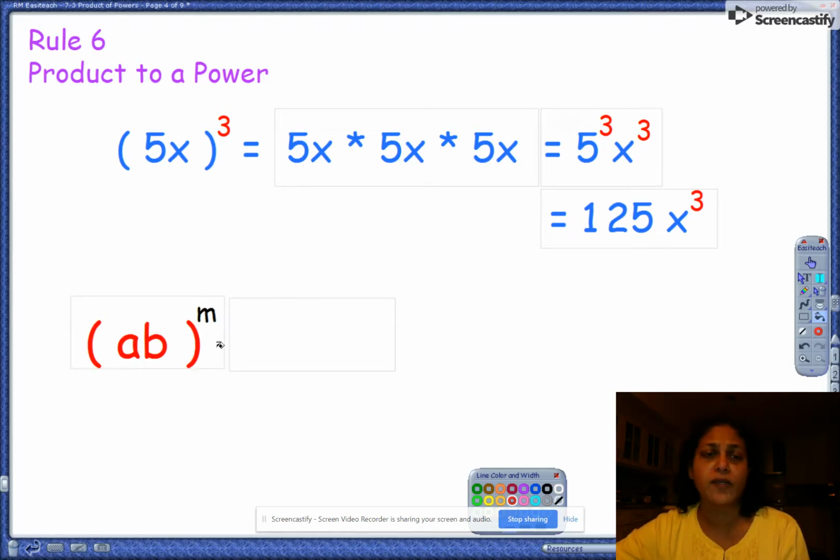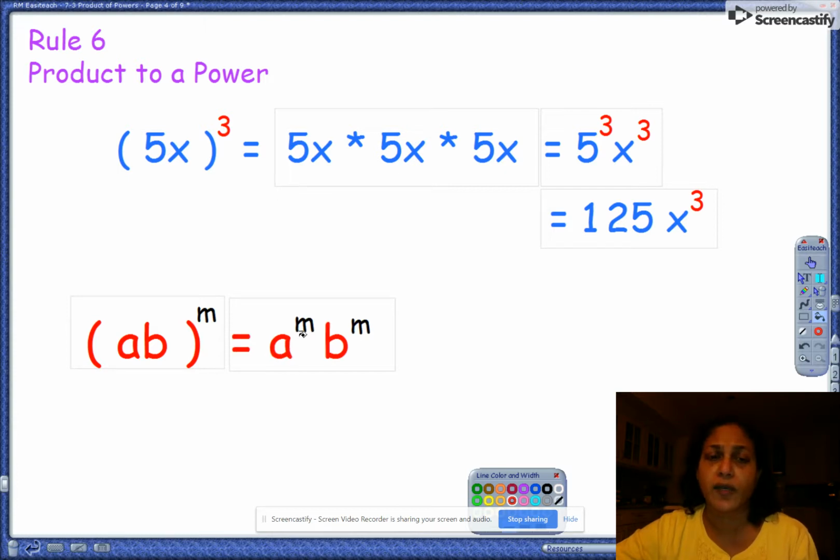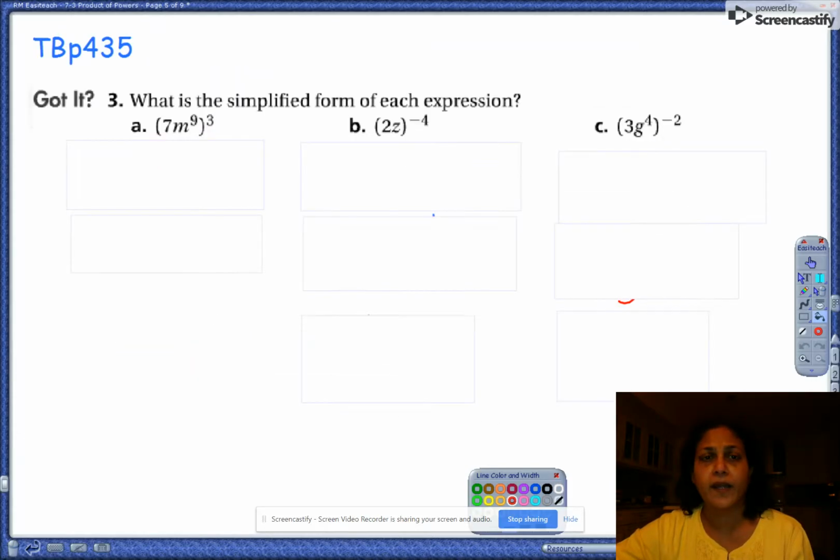So the rule is, if you have a product a, b, and you raise it to the m power, both of the parts of the product get that power. So it becomes a to the m times b to the m. And so let's take a look at these got its.